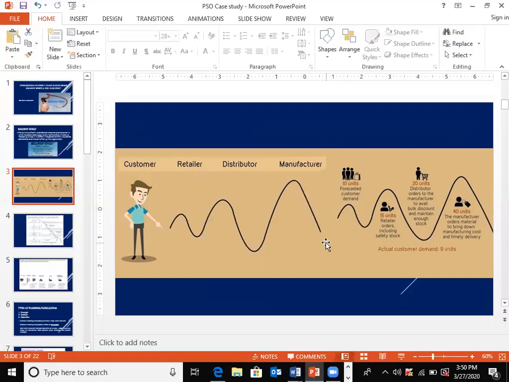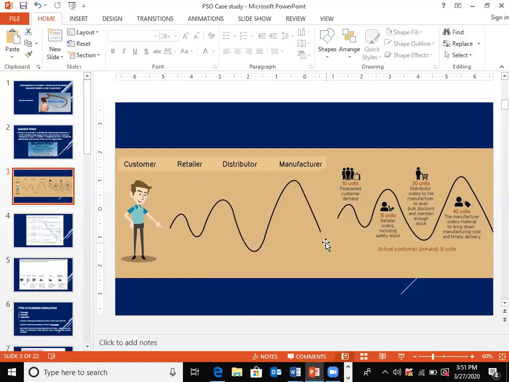Now, as you can see, the shift in the inventory levels is increasing as you're moving down the supply chain. The original demand was an increase of 10 units, which translated into an increase of 15 units to the retailer, 20 units to the distributor, and then 40 units to the actual manufacturer.